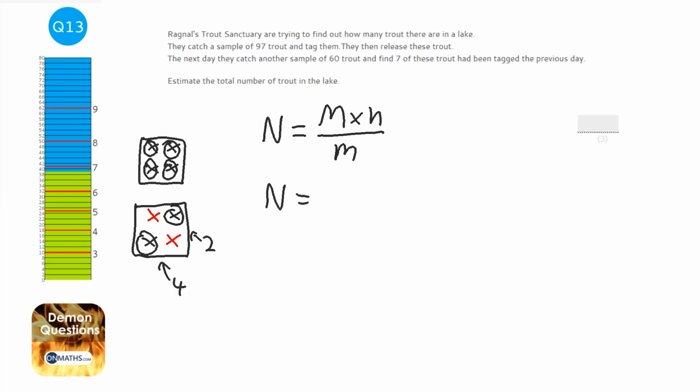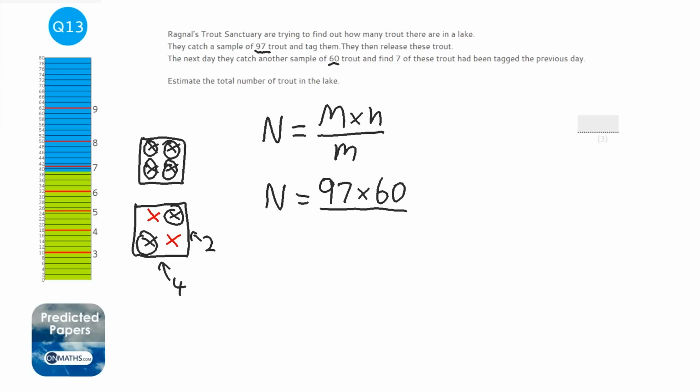So let's apply this to the question. Let's work out what M is. M is the amount of trout that we marked, so we marked 97. Little n is going to be the size of the sample that we took again, so 60. That's our recapture sample, the sample we took a few days later or the next day. We're going to divide that by the amount of those 60 that were tagged or marked, which is 7. So all you need to do is type that into a calculator, which I've got handy. So it's 97 times 60 and then over 7.